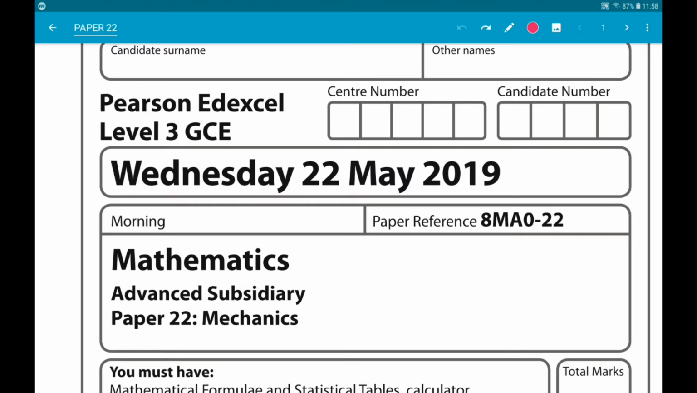Hey guys, this is the Edexcel 2019 AS Level Maths paper 2, which is mechanics.